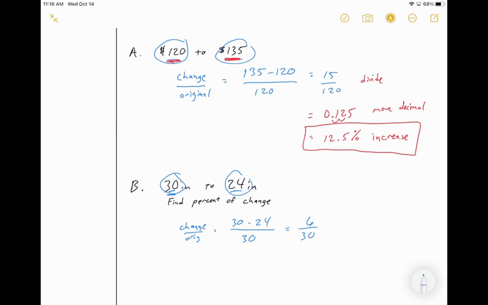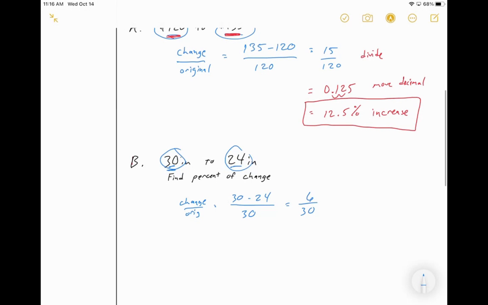6 divided by 30, right? Everyone with me so far? Put that in your calculator. Go ahead. 6 divided by 30 is 0.2. Right? 0.2. Then move the decimal 2 places over, right? 1, 2, and I get 20%. Now again, is that an increase or a decrease?